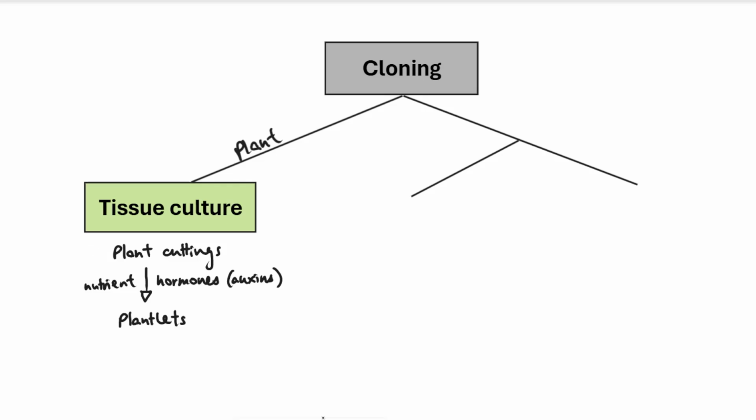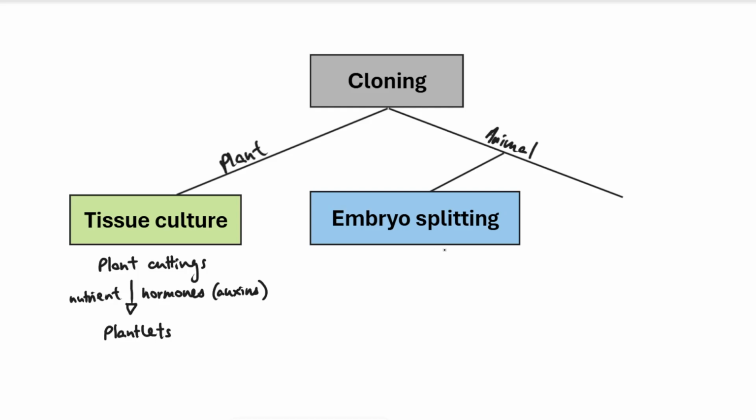So this is quite often used together with farming techniques. Especially if you genetically engineer the plant to have that particular gene that you want with the particular trait, then we can clone that particular plant by tissue culture. Now, in the case of animal cloning, there are two methods. The one that is more commonly done is embryo splitting.